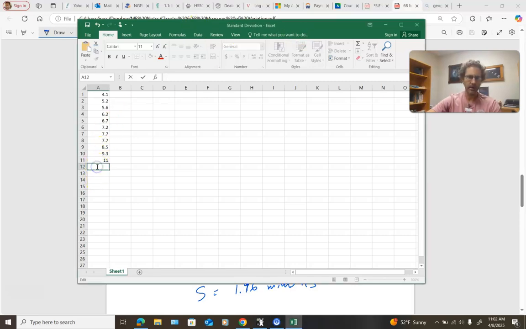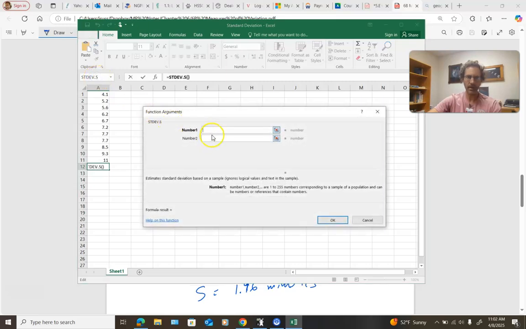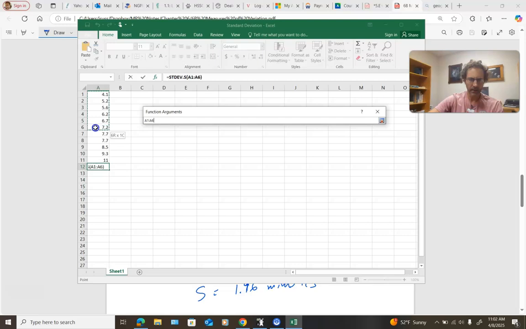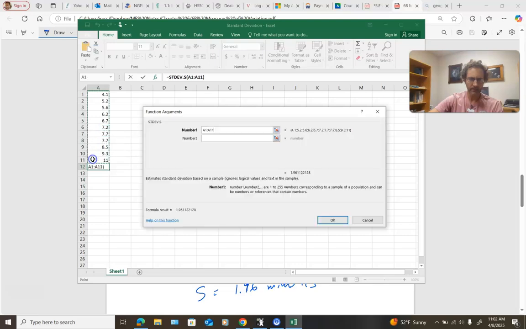So I'll click down here in this new box. I'm going to hit enter, or equals, and you can see standard deviation.s is already here. It opens this box. And I think you can just drag. Yeah, just like that. That's what you need to do.